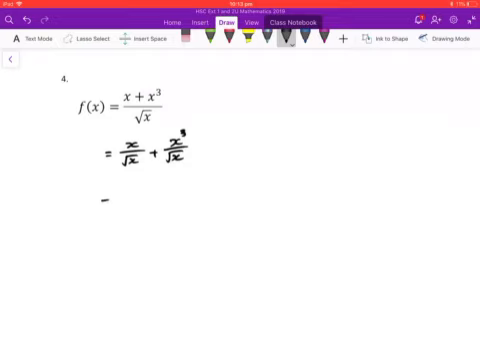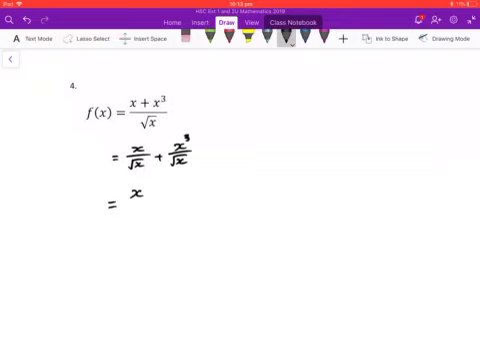Now, we can actually write these as single terms. If we use the index laws, this is x to the power of 1 over x to the power of a half, plus x cubed over x to the power of a half. When we divide the same base, x, the indices subtract. So this becomes x to the half plus, what does the second one become?